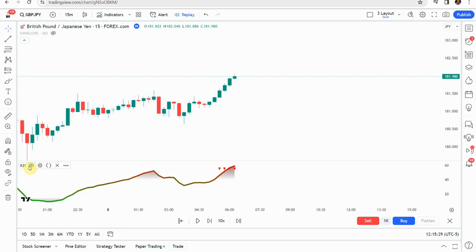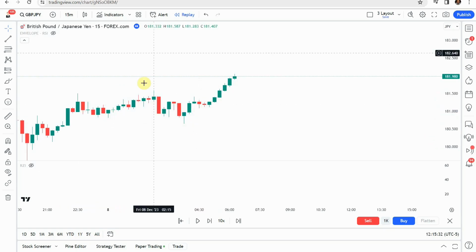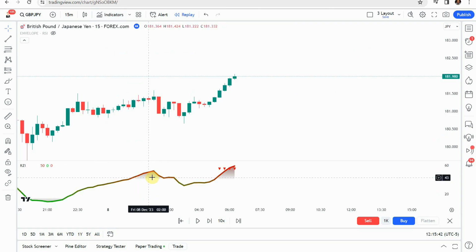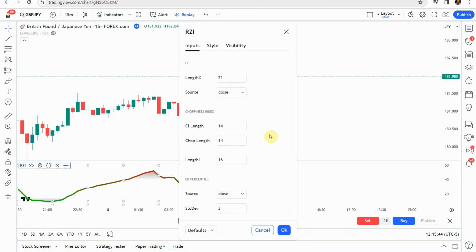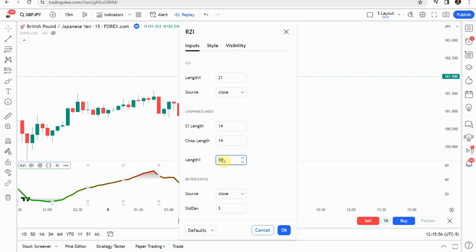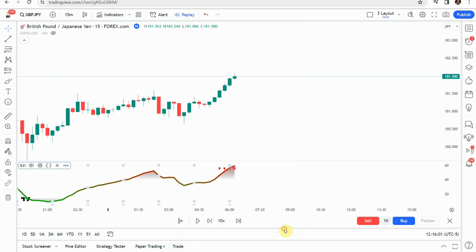And so we'll go ahead and turn off these two indicators here. The first indicator we will add to the screen is going to be the Reversion Zone Index, this one right here. And it will look similar to this. We'll go into the settings and make a few changes. The length X, we are going to change to 21. The source, we're going to change to close. The length, we're going to change to 16. And the standard deviation, we're going to change to 3. You'll click OK, and it'll look like that.